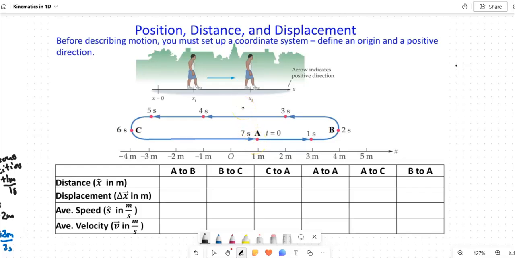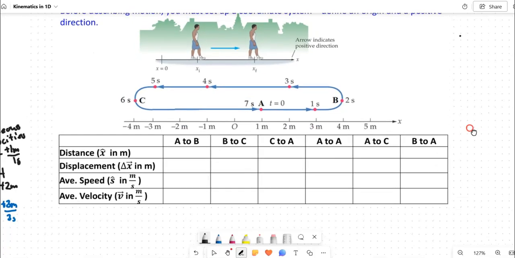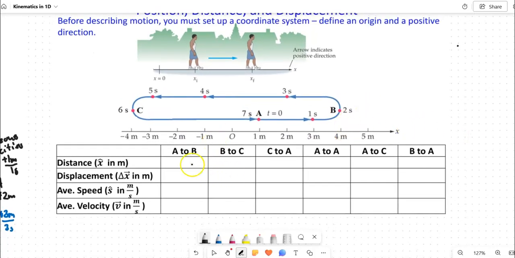Okay? So what I want you to do is try filling this out. And let's do A to B together. So distance is a hat. I was putting a D in here, but since we are using the X direction, we're going to call this X hat, and that's the sum of all of your positions. Now, from A to B, you went 1, 2. So you went a total of, that doesn't have a direction. Whoops. So you went a total of 2 meters.